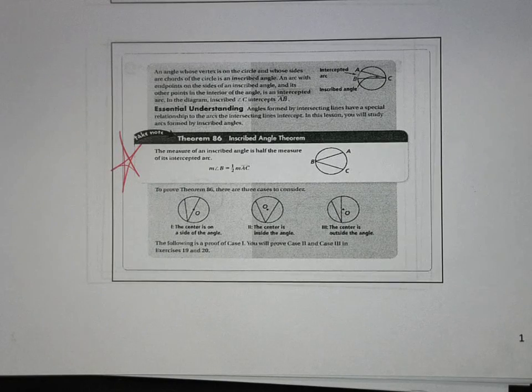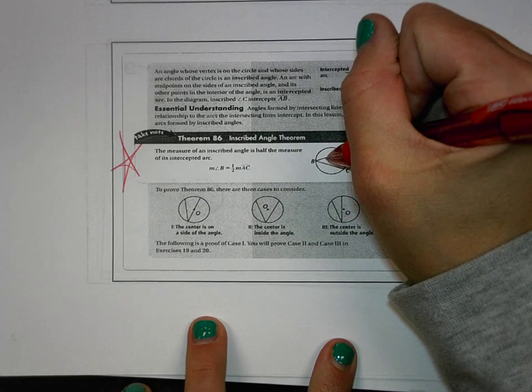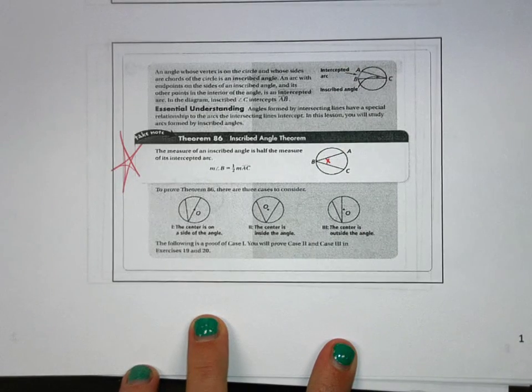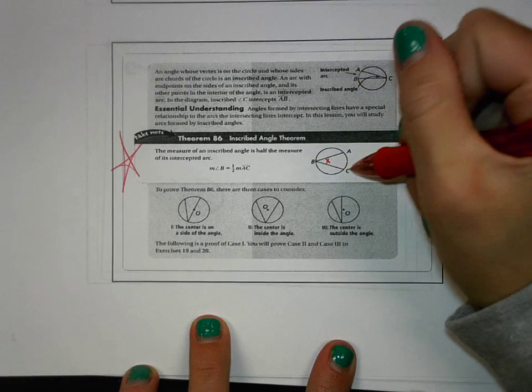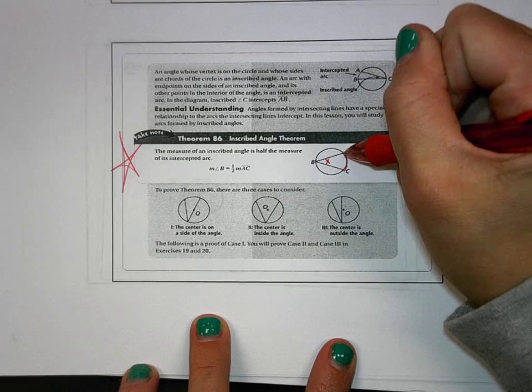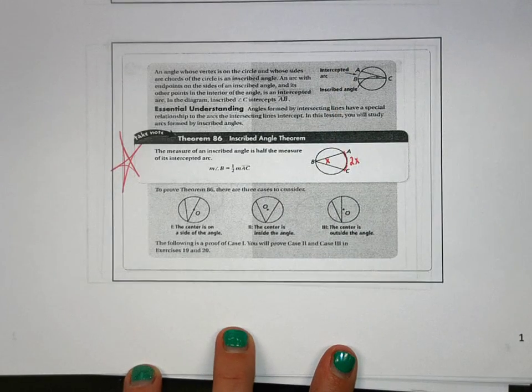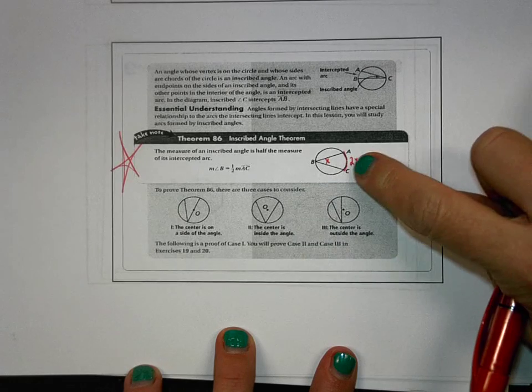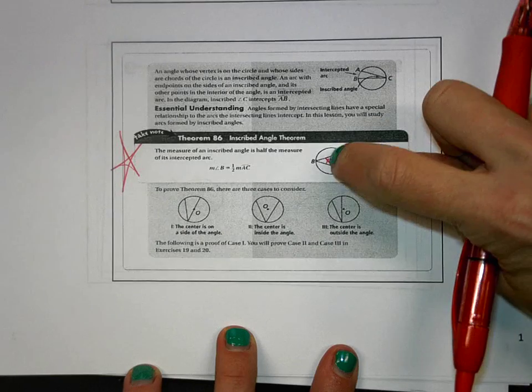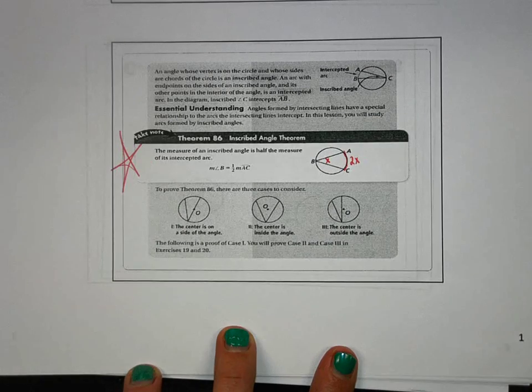So what it's saying here is that whatever the angle is here, so angle B, whatever that angle is, this outside one right here is double that. So that would be 2x. Okay, and it goes back and forth. So whatever this is, you cut it in half to get the inside angle. Okay, does that make sense?